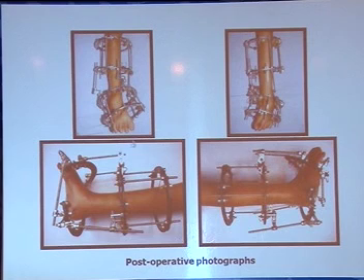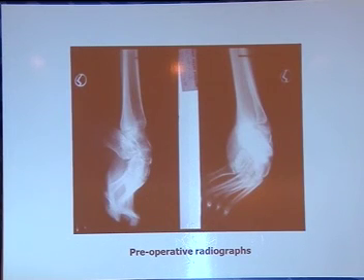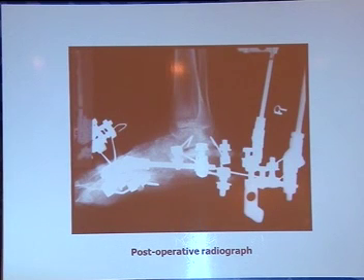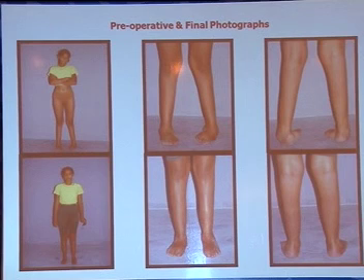First we corrected the rotation, the supination and pronation. Then we achieved the equinus correction. We apply the full rings, and there is no problem in walking. They have special sandals, like a thick chappal. This was a 90 degree equinus. We applied the frame, and in the post-operative X-ray you can see beautifully that the whole deformity has been fully corrected.